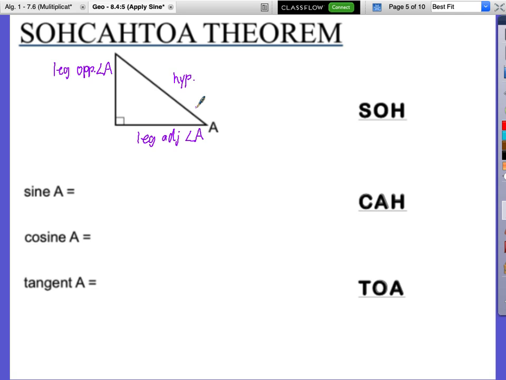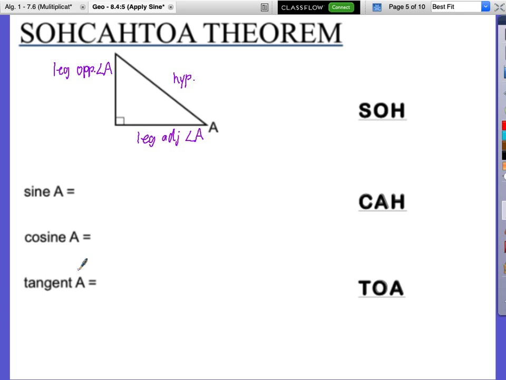Now, our three trig functions are going to be sine, cosine, and tangent. Now, you can't take sine, cosine, and tangent of just any number. Just like you could take the square root of any number, we can't do that with sine, cosine, and tangent. You have to do the sine, cosine, tangent of an angle. It has to be taken of an angle.